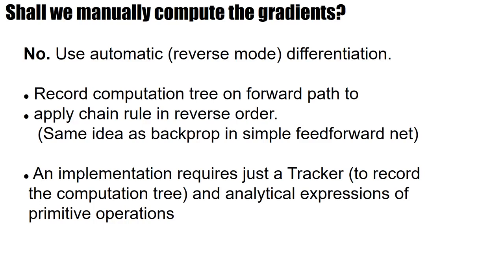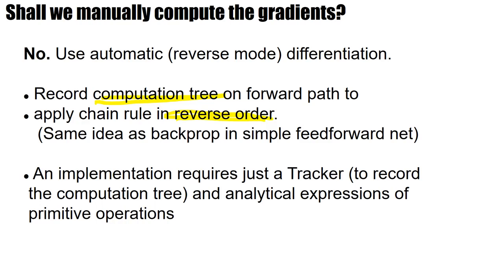The way it works is you record the computation tree on the forward path in order to apply the chain rule, and you apply the chain rule in reverse order on this computation path. In a way, it's the same idea as in standard BackProp used in normal feed-forward neural networks.